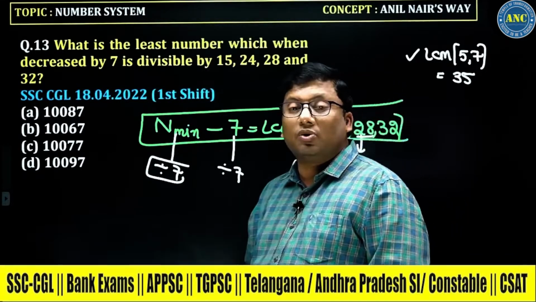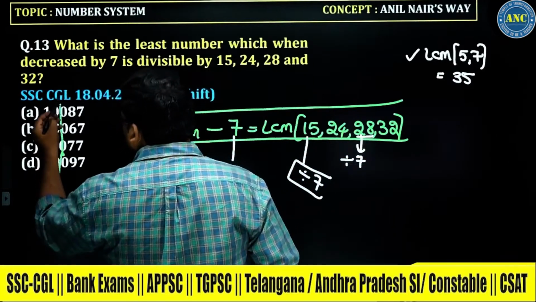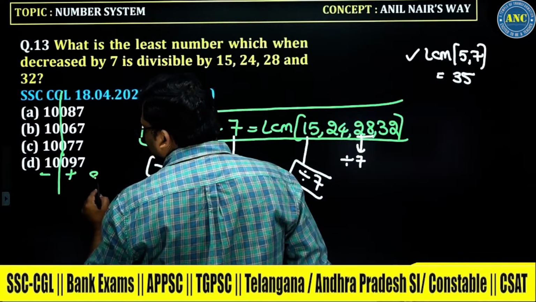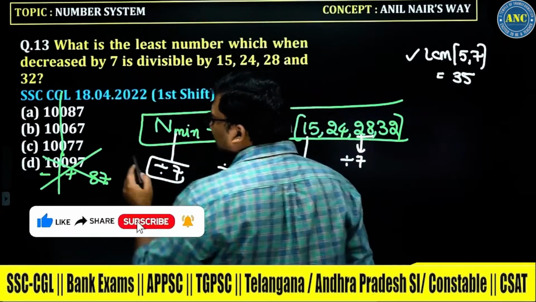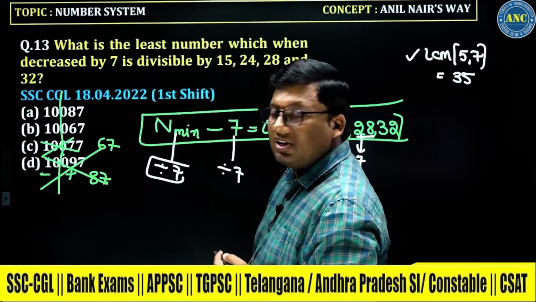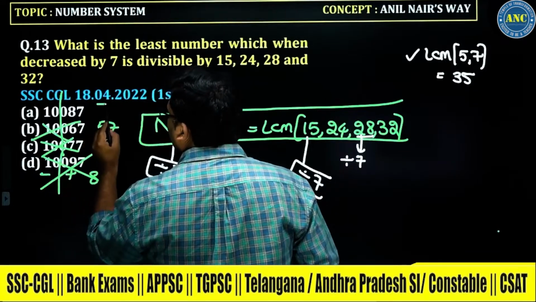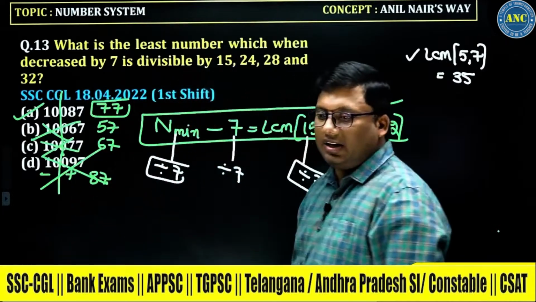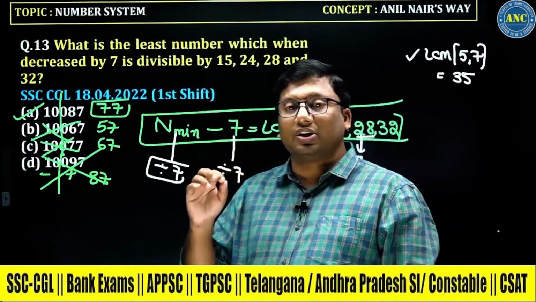What is the divisibility rule of 7? Take a group of 3 digits, alternately plus minus. 97 minus 10, 87. 87 is not divisible by 7. 77 minus 10, 67, also not divisible by 7. 67 minus 10, 57, also not divisible by 7. 87 minus 10, 77, it is divisible. 77 is divisible. I hope the idea is clear. Very, very important note.